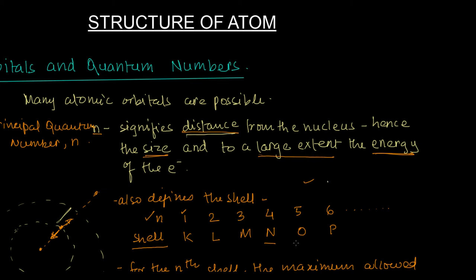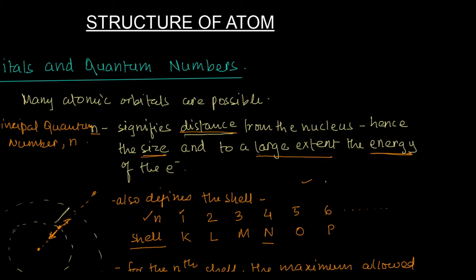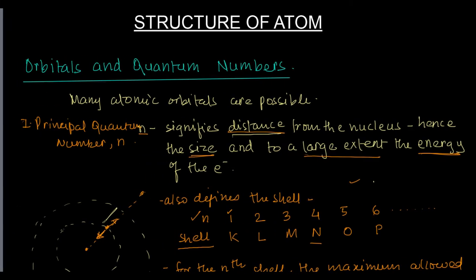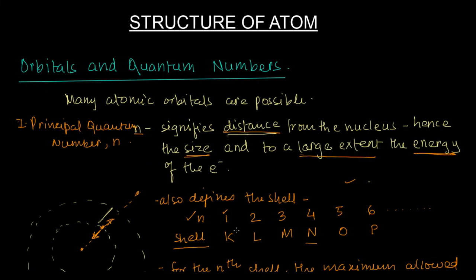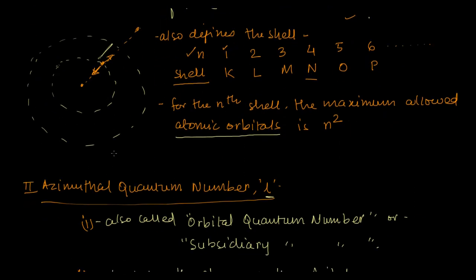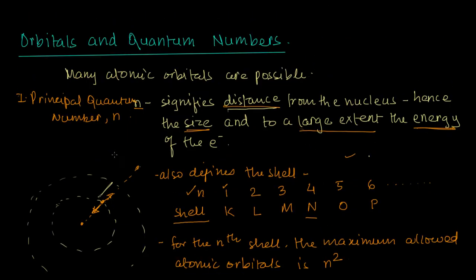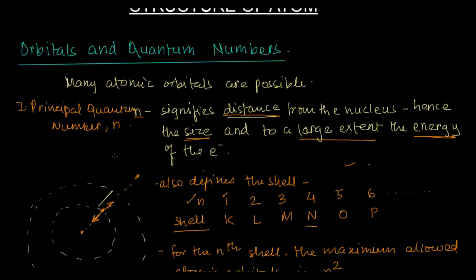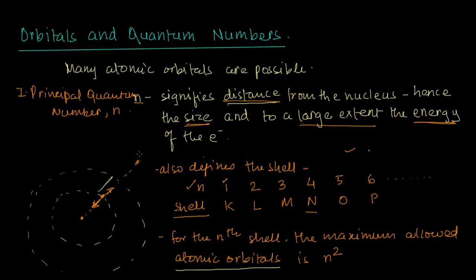As I said, I'm continuing from the last video. I have not erased even a single word from what we did earlier. I've broken down the video just because otherwise it would have gone too lengthy. So we just discussed the principal quantum number. We discussed the azimuthal quantum number. And now we'll go on to discuss the magnetic quantum number.